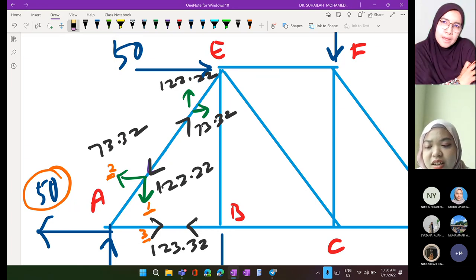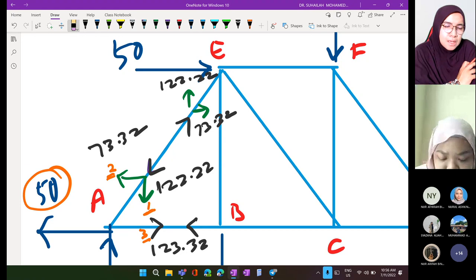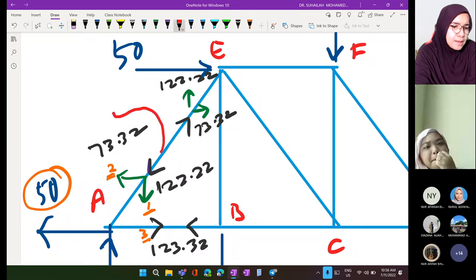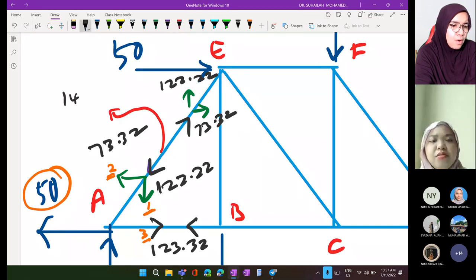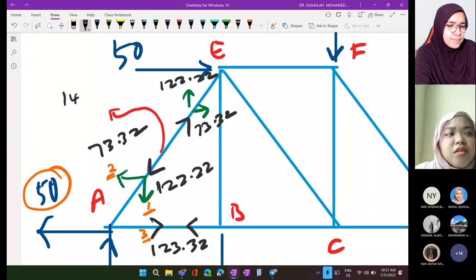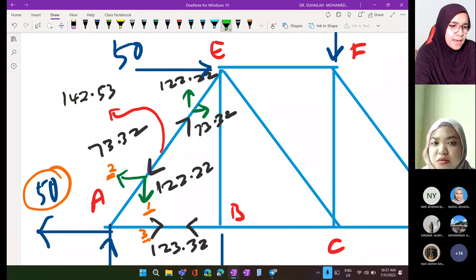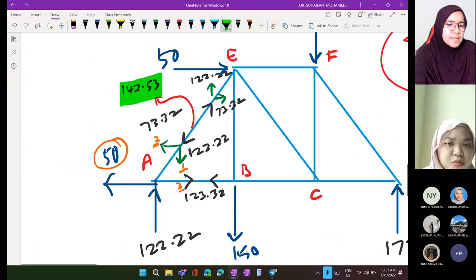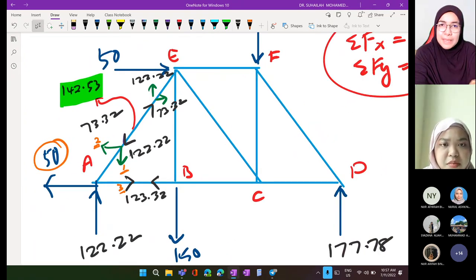Okay, what is H value? Okay, berapa? 142.53. Saya bawa arrow eh. 142.53. Yang ni saya highlight for the hypotenuse. Okay. So, settle AE, AB.